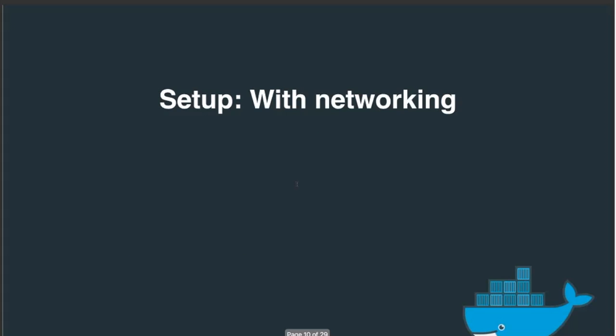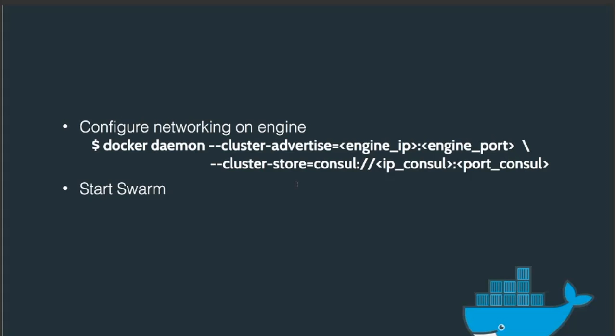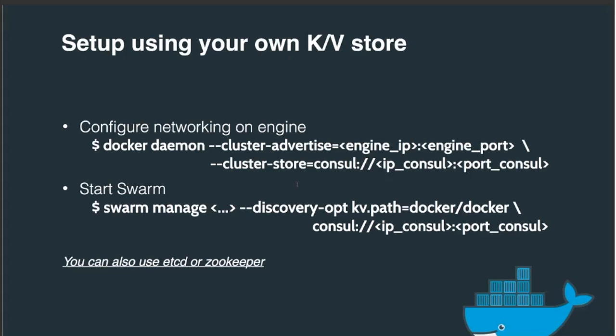And now let's see the setup with the networking model. I'm going to use this setup in all the demos. For those who are not familiar with the new networking model, since Docker 1.8 or 1.9, you can create overlay networks and add containers to those networks, and they're going to have a private IP. So basically, two containers can talk to each other even if they're not on the same machine. It's really seamless and fully integrated into Docker.